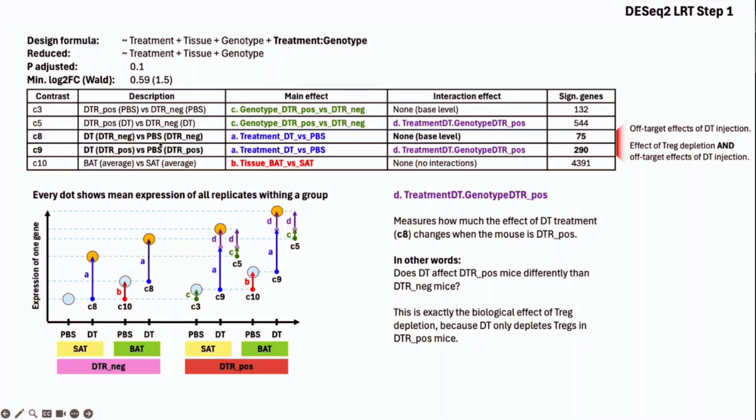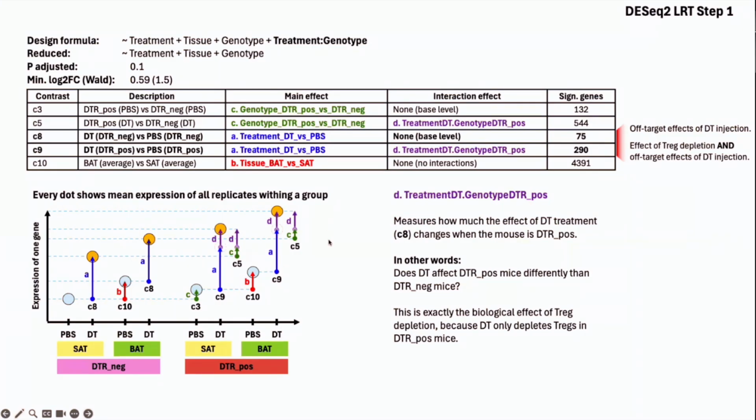We have DT versus PBS for DTR negative genotype and DT versus PBS for DTR positive genotype. The first one consists only of the main effect. The second consists of the main effect plus the interaction effect. And the same is for the contrast DTR positive versus DTR negative. It is also split into 2 groups: only samples that were injected with PBS and only samples that were injected with the DT. And also here is the main effect. And this doesn't have any interaction because it's the base level. And here is the main effect plus the interaction.